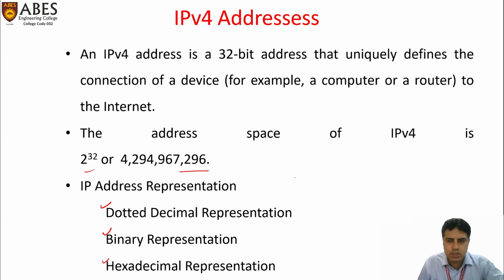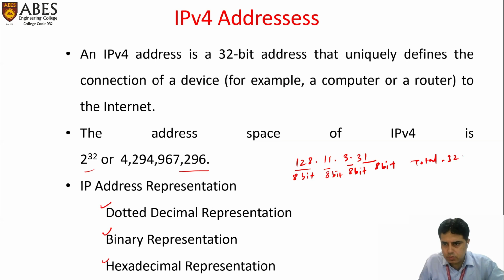Dotted decimal representation is like, for example, 128.11.3.31. Each block is an 8-bit address. This is also an 8-bit address, this is also an 8-bit address, and this is also an 8-bit address. The total is 32 bits. So this is the dotted decimal representation.